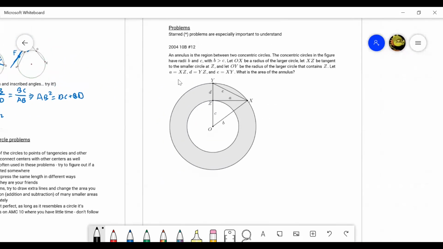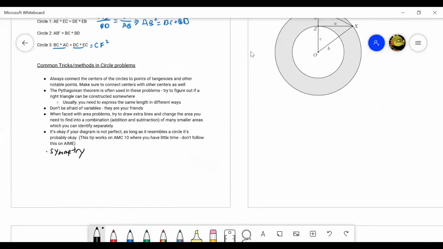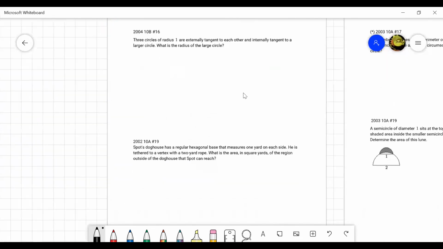I want to skip this problem. I don't think it's useful. Okay, let's move on to the next one.